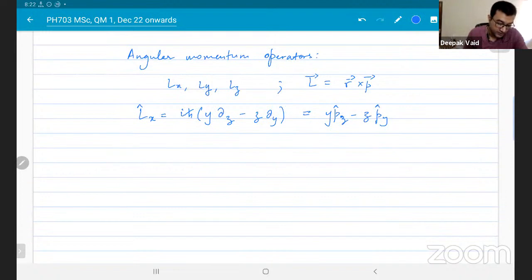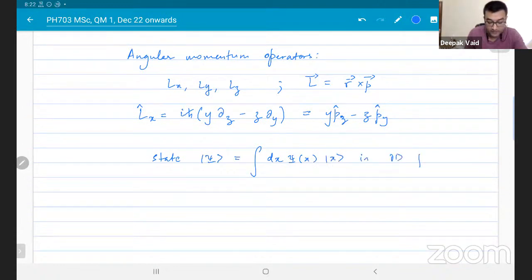Okay, now let's say that you have some state psi. Now you remember that this state can be written in some basis, some position basis, let's say, right? So if you were in one dimension, how would you write it? You would write it like this, right? In 1D position basis. These are the position eigenstates.